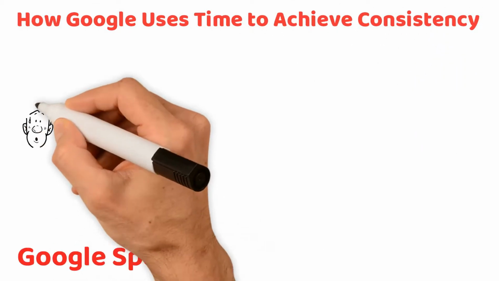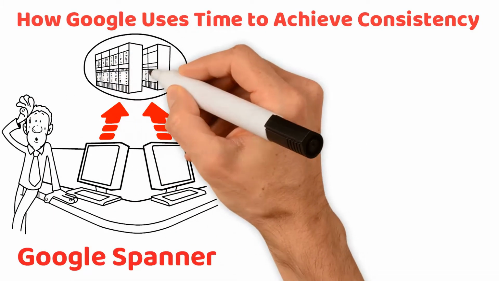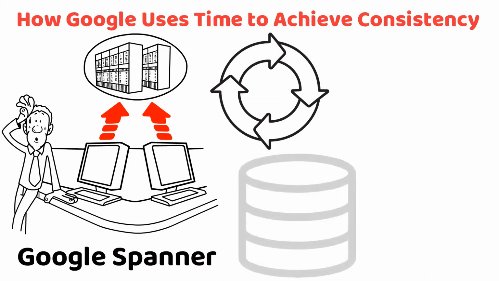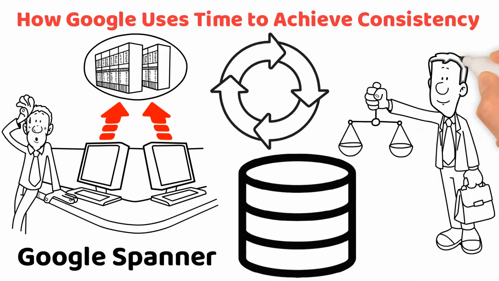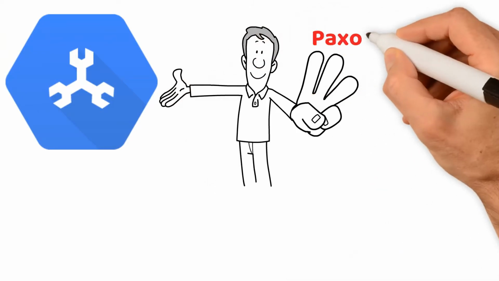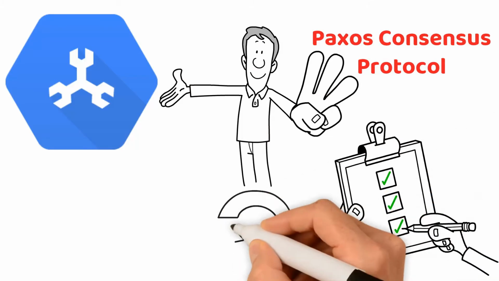Google Spanner is a relational database technology that leverages extremely accurate time readings to achieve database consistency. In Google Spanner, database tables are partitioned into splits to load balance and avoid hotspots. Spanner then further places the splits into 3 isolated zones. The Paxos consensus protocol is used to keep all zones in sync.